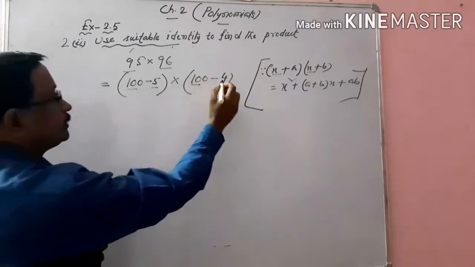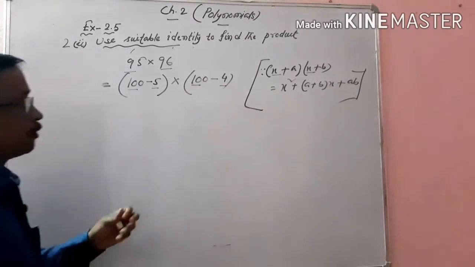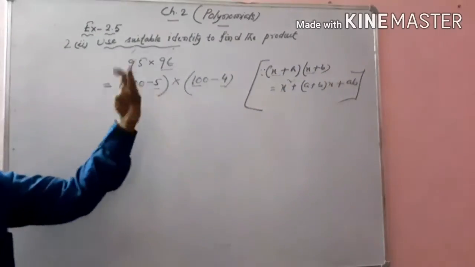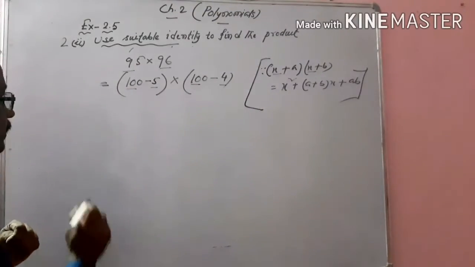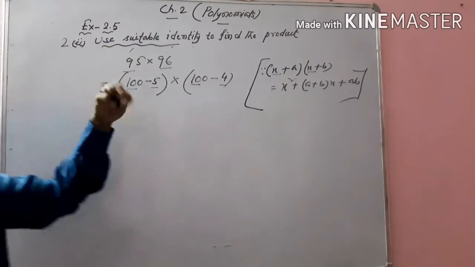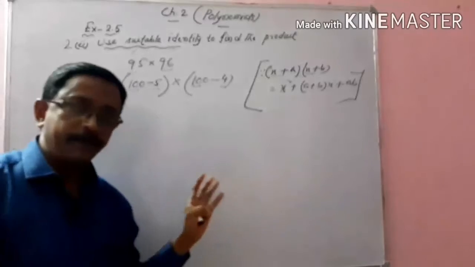A and B, these two may be different, no problem, because A and B are constant numbers. It may be minus 5 or 4, whatever is in the question. Accordingly you break it, okay? I think this second step is clear to each and everyone. Is it? Yes, very good.